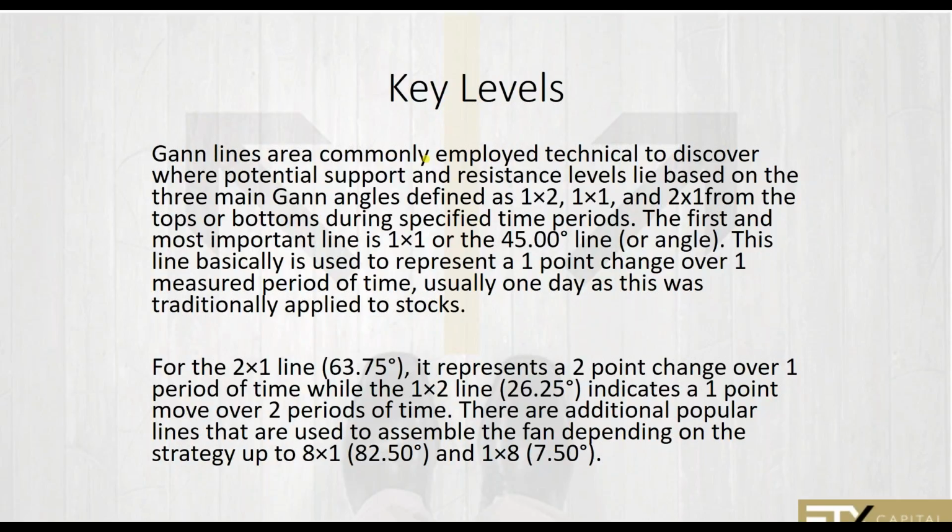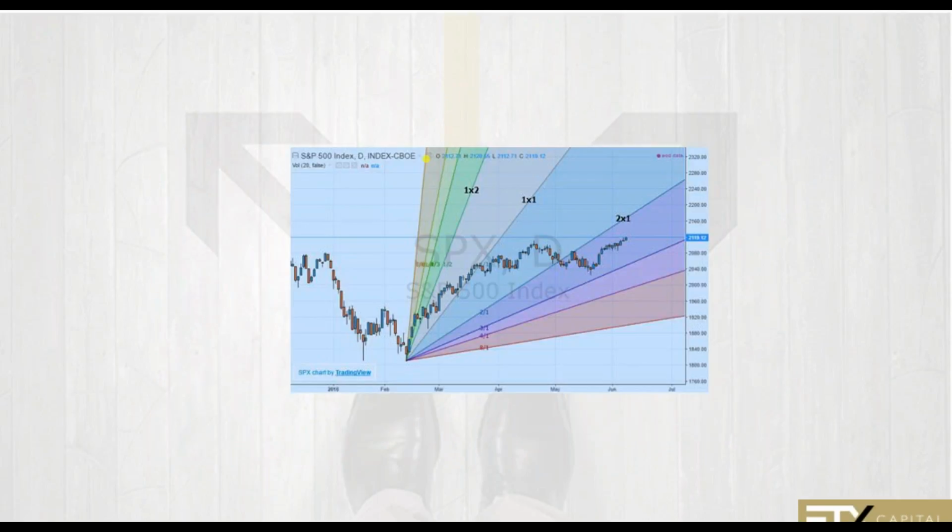For the 2-1, it's a 63.75-degree angle, which represents a 2-point change over one period of time. And for a 1-2, which is a 26-degree angle, simply each one of those lines divided in half. And that gives you the 1-1, the 1-2, and the 2-1. Like I said, they go all the way up to 1/8, but very few people use them that far. So the significant ones are the 1-1, the 1-2, and the 2-1.